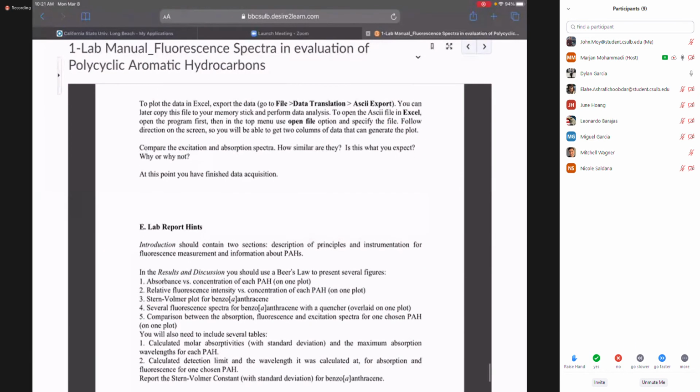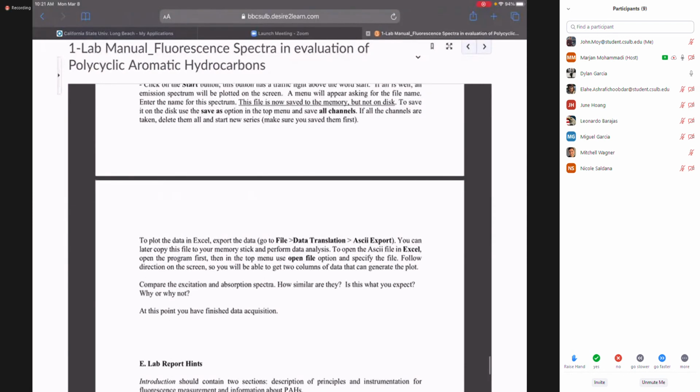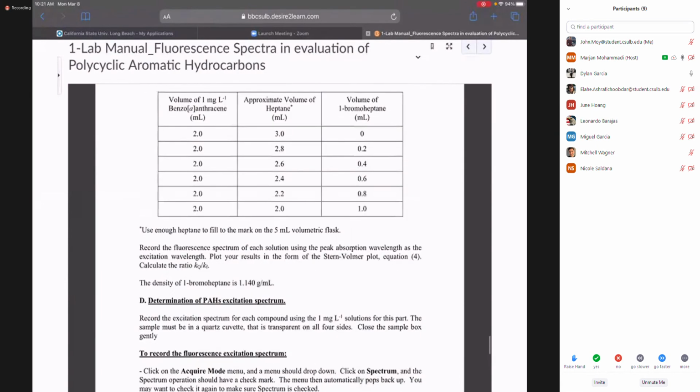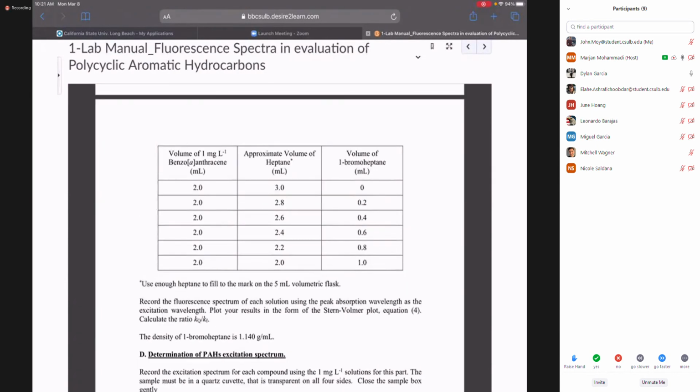And then the last part is the quencher. What does a quencher do? Quenchers are materials; sometimes the solvent does that, sometimes other molecules. Here we are going to use bromoheptane. Usually bromine and iodine are large atoms, so they act as a good quencher.